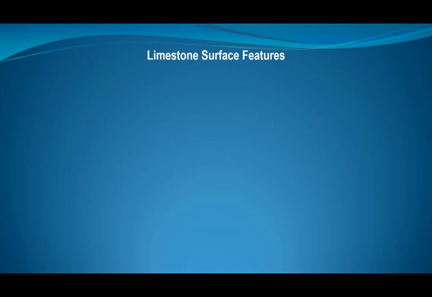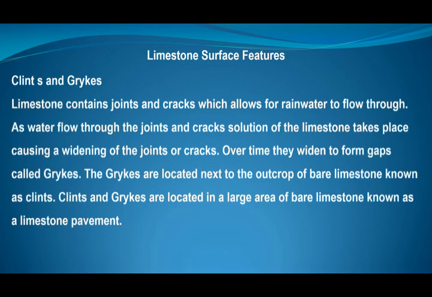So those are the limestone underground features. Now we're going to look at the limestone surface features. The first ones we're looking at are clints and grikes, and these are pretty simple to understand. Basically the surface or area of limestone is what we call a limestone pavement, and the limestone pavement has what we call cracks, running either vertically or horizontally.